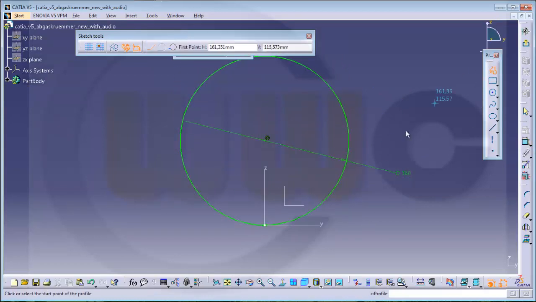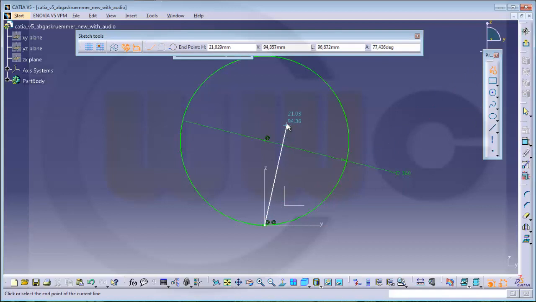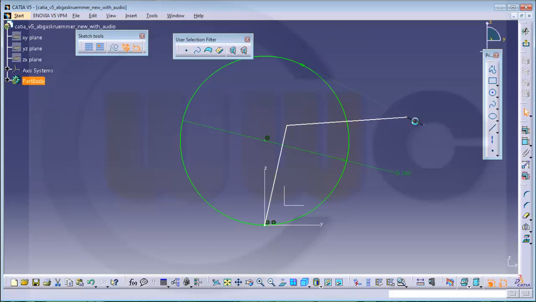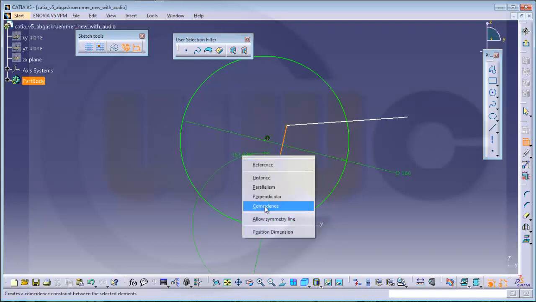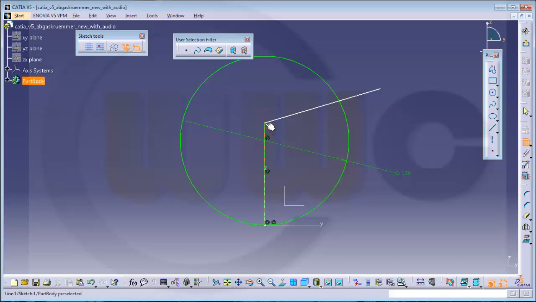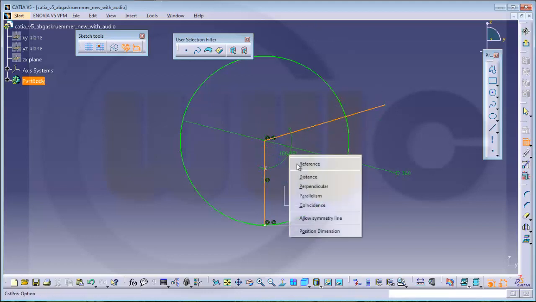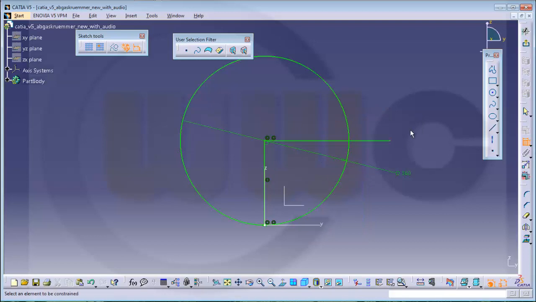And then I need some lines. This should be coincident right there. That point should be right there, and this should be perpendicular to this one. These two lines I need only for construction. Now I can trim.